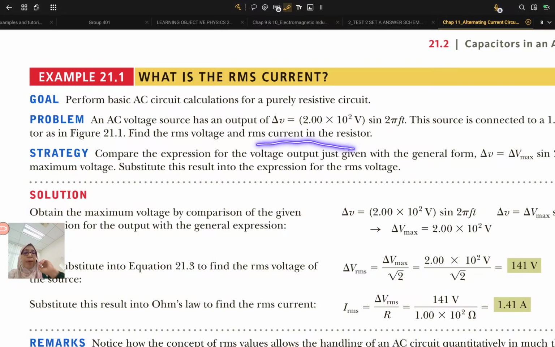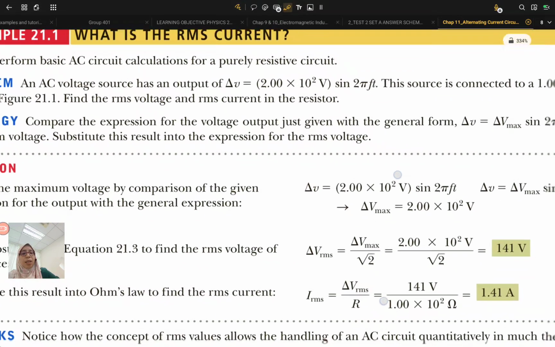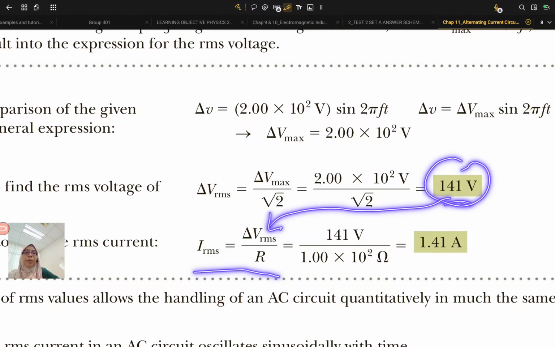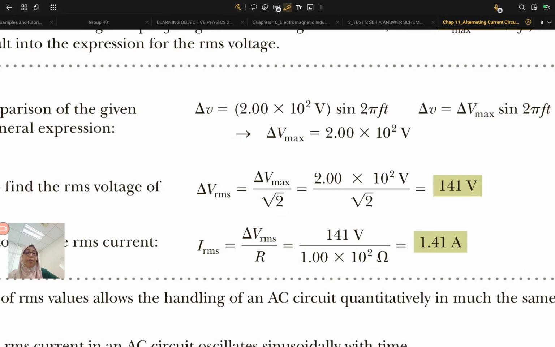So for the RMS current, there are two methods. Either you start off with, now that you have VRMS, you proceed with Ohm's law, V equals IR, and use the RMS product for the substitution of VRMS itself.